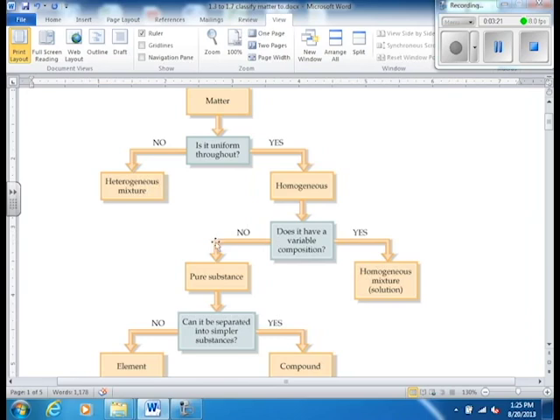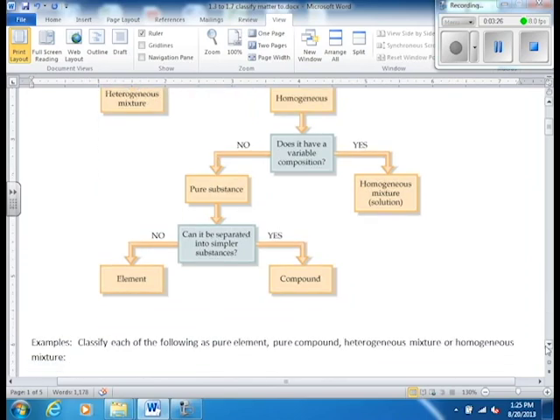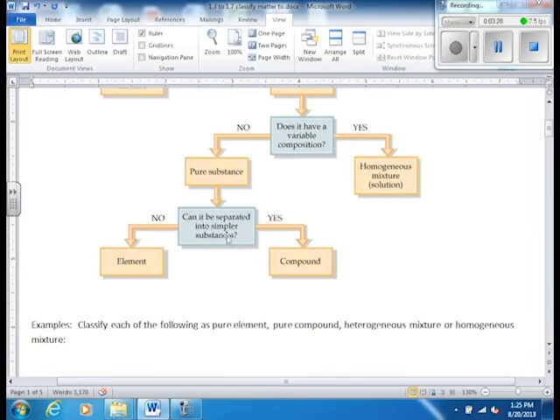If you have only one substance, you have a pure substance, and then you have to find out is it a compound or an element. Can it be separated into simpler substances, meaning, by chemical means, can it be separated into at least 2 different elements? It would be a compound if it has at least 2 elements. It would be just an element, a pure element, if there's only one element.